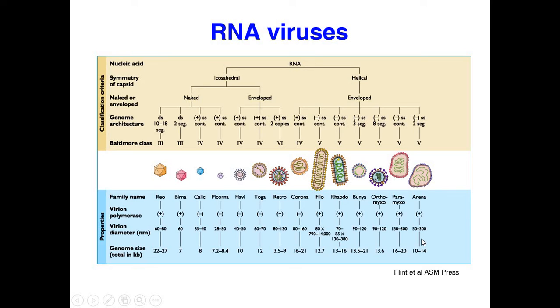Example is arenavirus, and also having polymerase enzyme. The size is 50 to 300 nanometer, and the genome size is 10 to 14 kilobase pair.